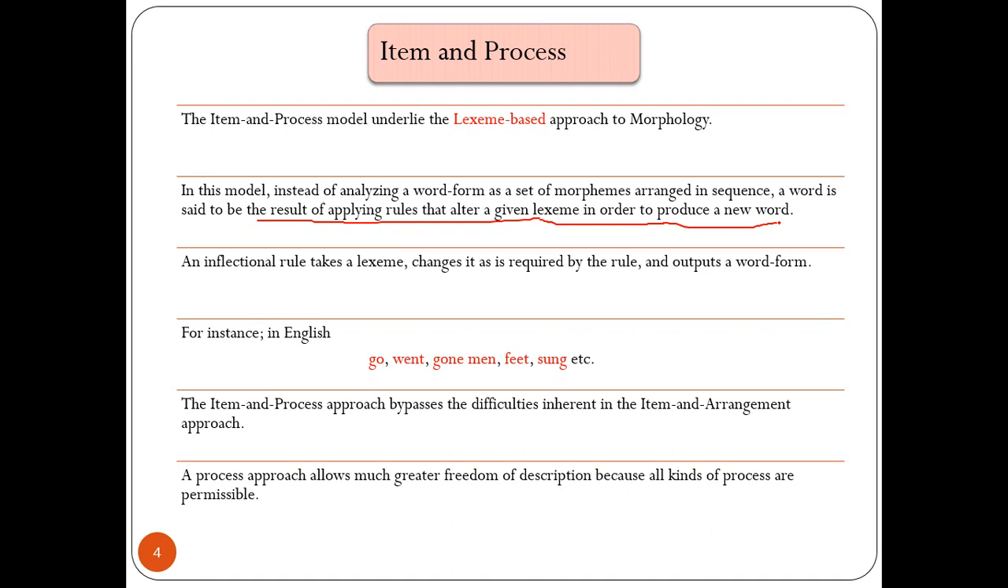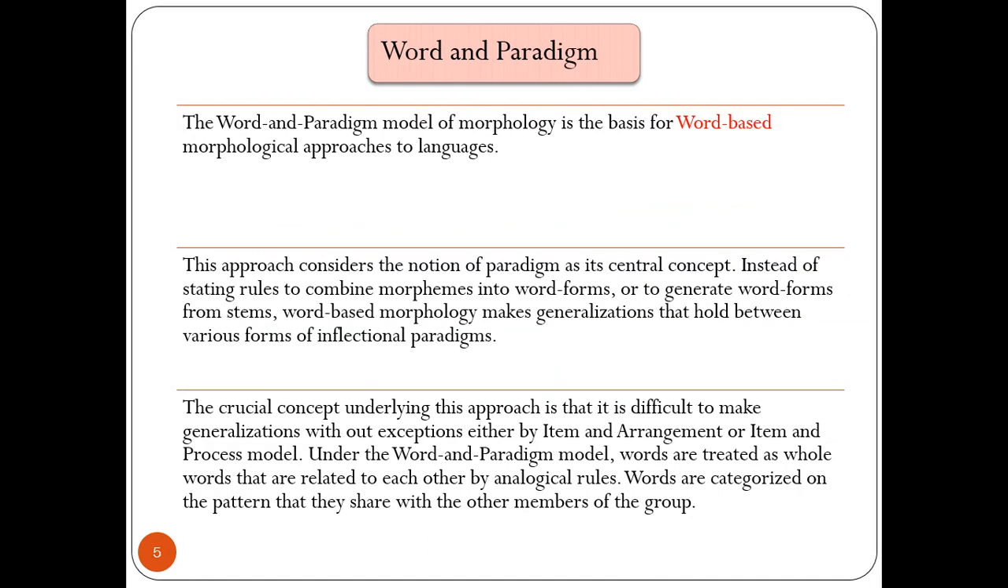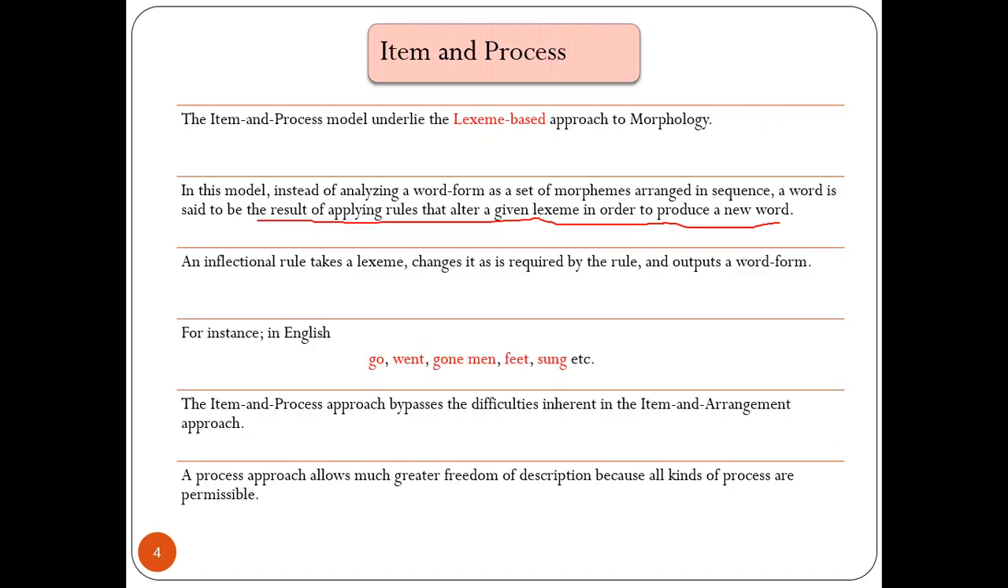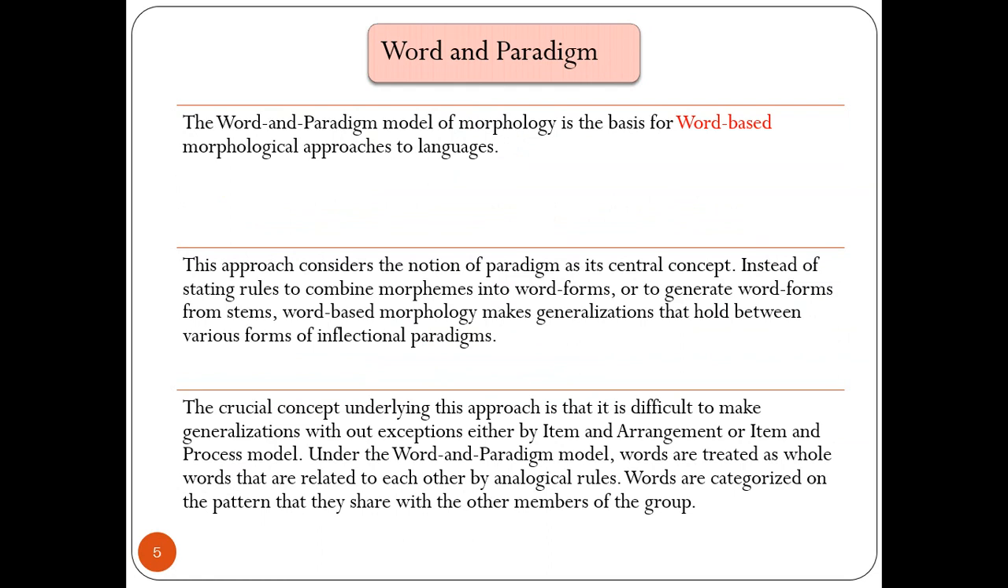So a process approach allows, this is a process approach, that was the arrangement approach. This approach allows much greater freedom of description because all kinds of processes are permissible here. So these processes are permissible, and that's the reason why this item and process IP model has got an upper hand over the IA model, okay, fine.